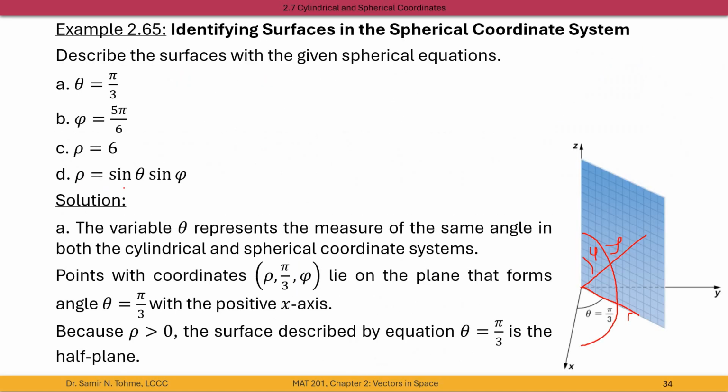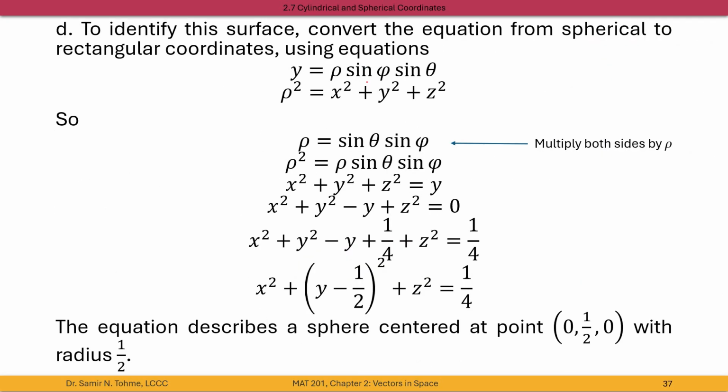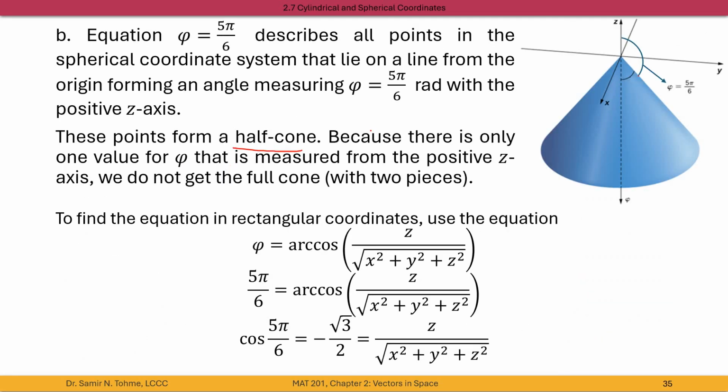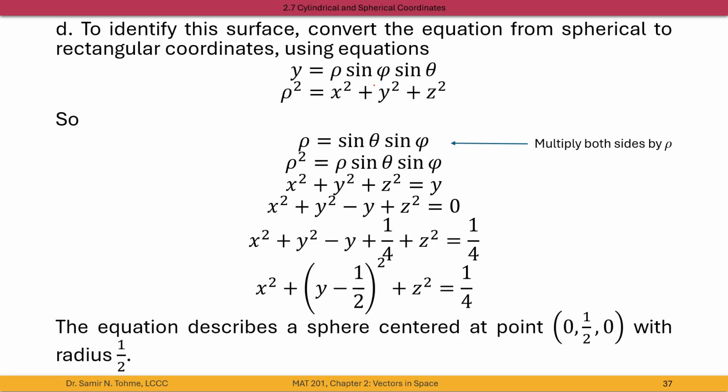Now for the last part, rho equal to sine theta sine phi. Okay, so we know y in spherical coordinates is equal to rho sine phi sine theta, and rho squared is equal to x squared plus y squared plus z squared. Now, this one is given. These two equations, we know them from the spherical coordinates equations.